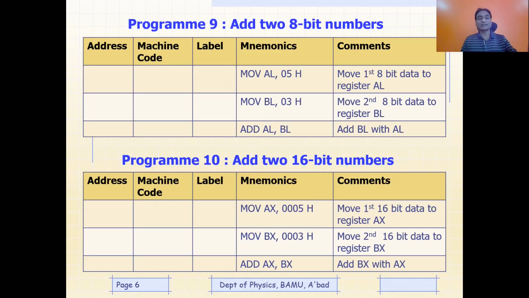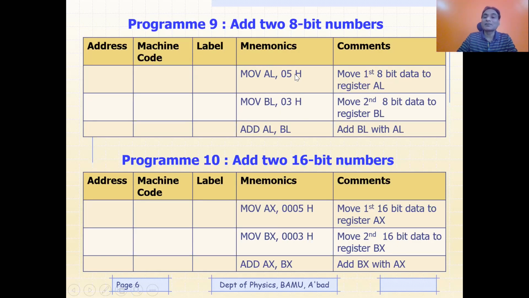Here we would like to have a program which gives us the addition of 8-bit numbers. It means you are going to have two data items, so you need 2 registers. Since it is 8-bit, I need only 8-bit registers, so I have chosen registers AL and BL. So what would be my first instruction? First instruction would be MOV AL, 05. It means 05 goes to AL. Second instruction would be MOV BL, 03. The second data byte, the second 8-bit number, is going to be stored in BL.